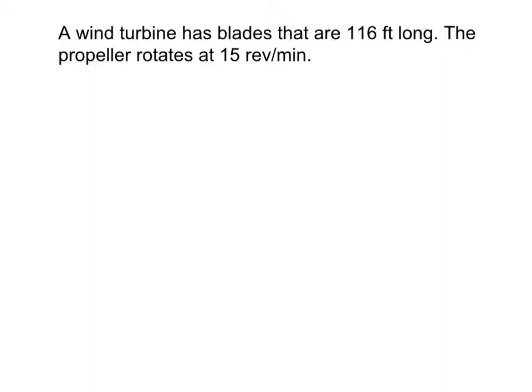Anytime we're given a problem, we want to think about what we know. What is given? The first part here is we're going to look at the given. I'd like you to stop the video at this point and write down what you think the given is in this problem. Okay, so the radius, I'm sure you wrote, was 116 feet. And the linear speed is 15 revolutions per minute.